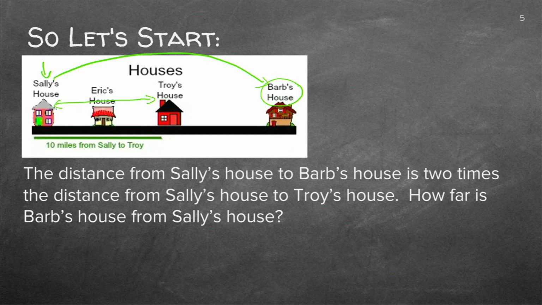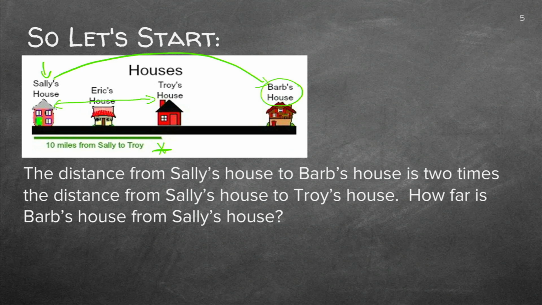You can't sit there and think, how should I know how far it is to Troy's house to know how far it is to Bob's house? They gave you the information. Be careful of that. They said here, 10 miles from Sally to Troy. Now, if it is 10 miles from Sally to Troy's house, how far will it be to Bob's house?